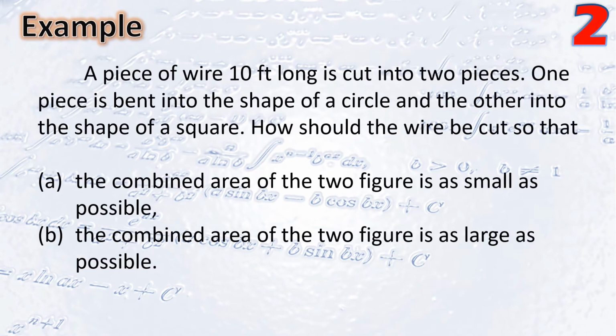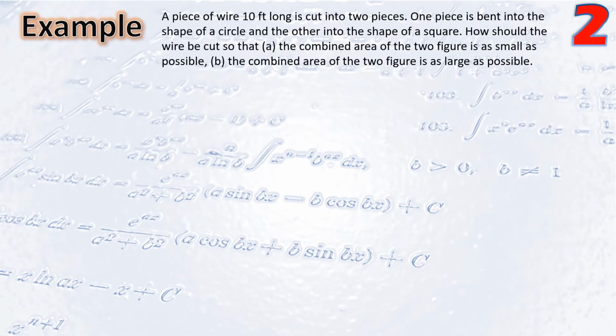Let us have another example. A piece of wire 10 feet long is cut into 2 pieces. One piece is bent into the shape of a circle and the other into the shape of a square. How should the wire be cut so that letter A, the combined area of the two figures is as small as possible. Letter B, the combined area of the two figures is as large as possible. Here is our suggested solution.